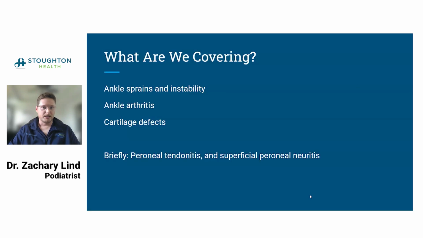So I guess getting into it, what are we covering today? We'll be covering ankle sprains and instability, ankle arthritis, and cartilage defects, and we'll briefly touch on peroneal tendonitis as well as superficial peroneal neuritis. We'll go a little bit more in depth on sprains and then some of the consequences that can happen following ankle sprains, which include these listed here.